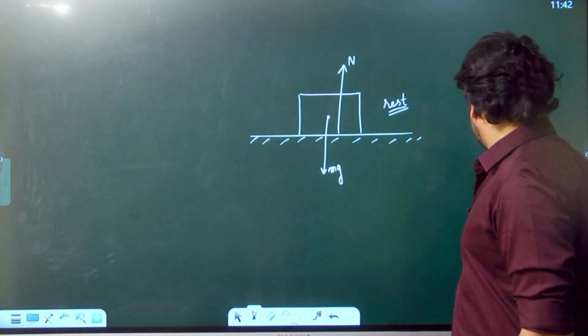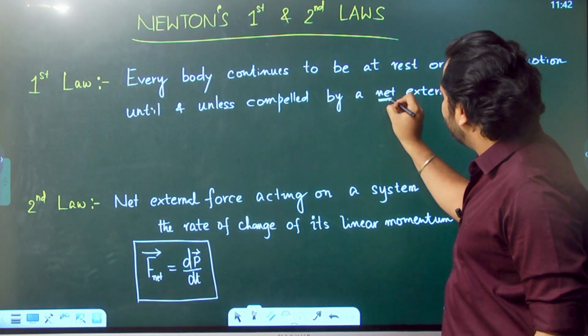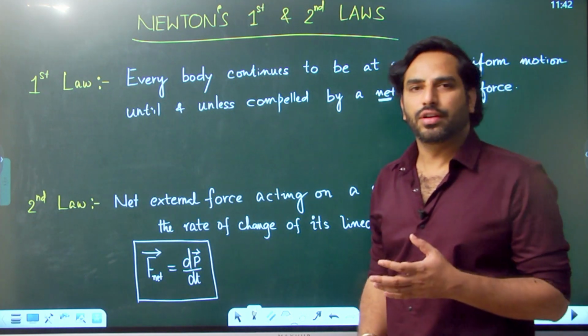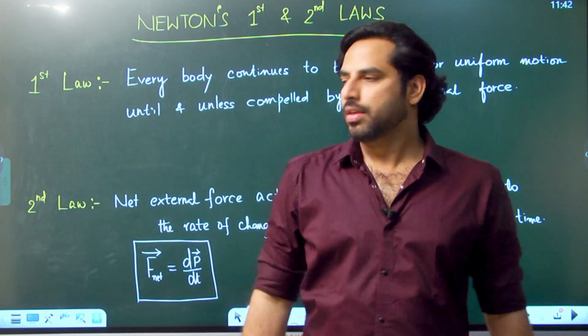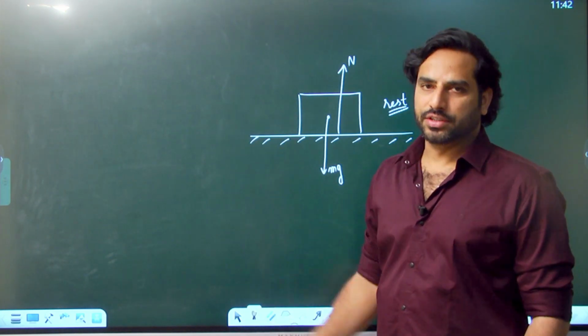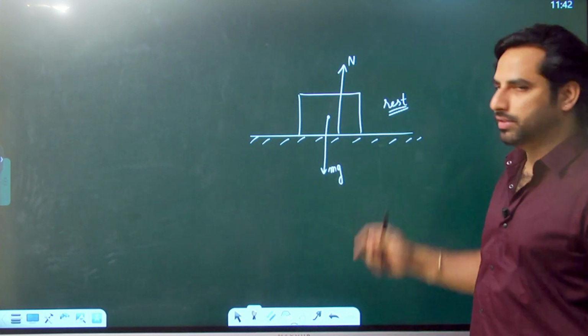There are two forces acting on the system, but the net force is zero, so the body is at rest. So that is the reason we have to be very, very specific with the words net external force. It is not a single external force, it is the net external force, which is the vector sum of all the forces acting on the system. So when there is a net external force, it causes acceleration. In this particular case, net external force is zero, so it is at rest.